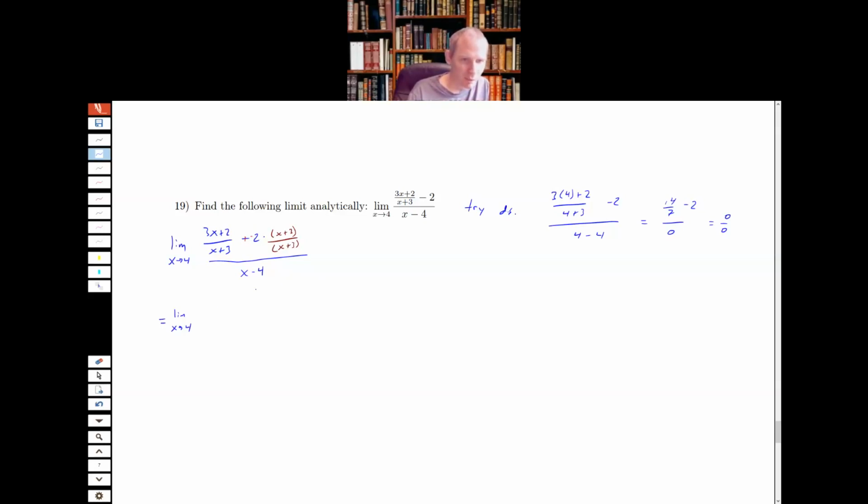Okay, so now we have the same denominator, x plus 3. On the left, I have 3x plus 2. On the right, I have negative 2 times x plus 3. If I just distribute, I'll have negative 2x minus 6. If I left that as just subtracting 2, it's very likely that I would get a negative 2x but a plus 6. It's a really common mistake that people make.